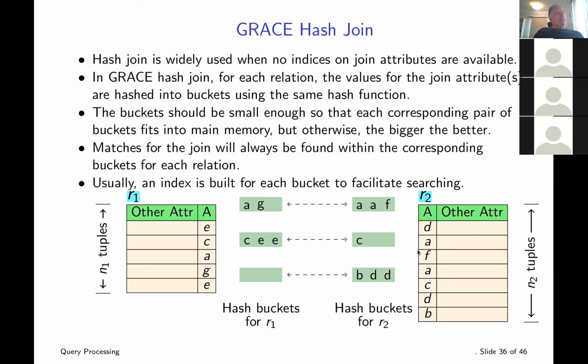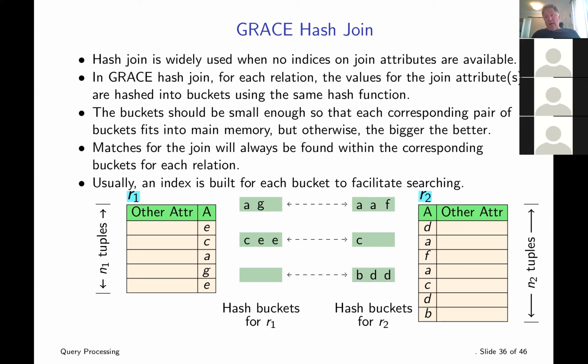Let's see if we can figure out what the complexity is. Strictly speaking, the complexity in terms of the number of blocks is going to be the number of blocks in R1 plus the number of blocks in R2 in terms of disk access. That's what it's going to cost you to do a hash join.